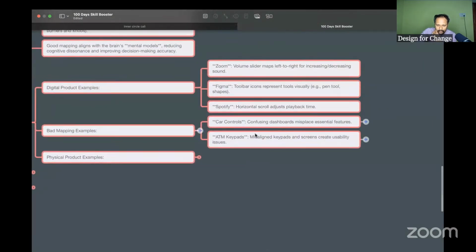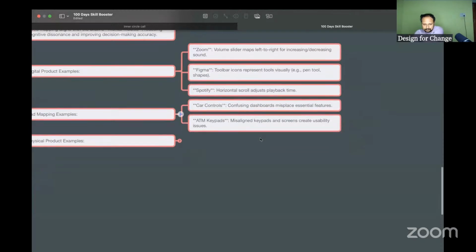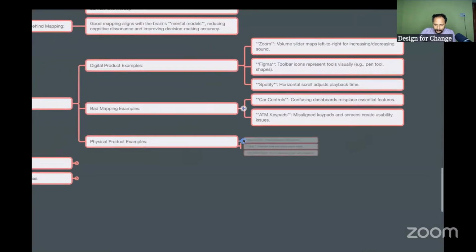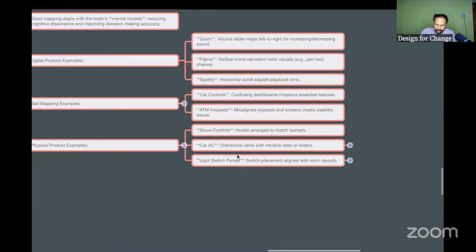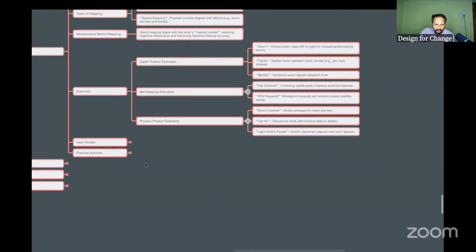Bad examples, I would say car controllers, confusing dashboards, misplaced essential features. I would really complain about all the car dashboards. There are only a few manufacturers who actually design it properly. ATM keypads, misaligned keypads create usability issues. Physical stove controls, car AC, light switch panels, direct ones with intuitive dials or sliders. So these are all physical products I've given you.